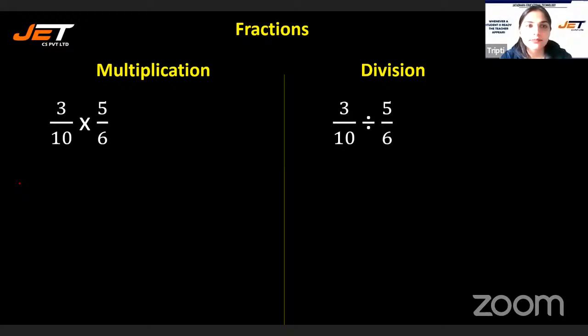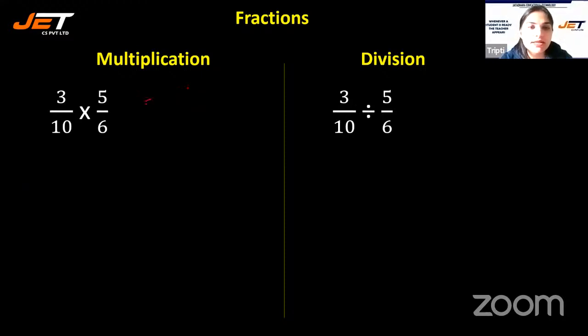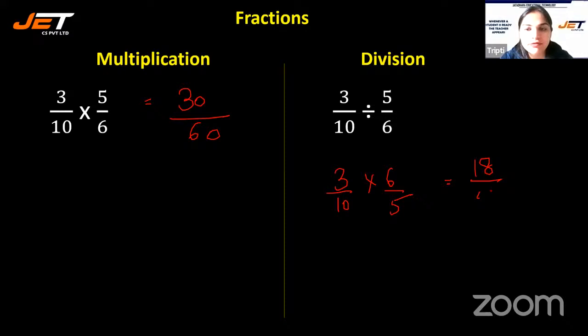Okay, so 3 times 5 is 30. 10 times 6 is 60. Now 3 by 10 as it is, changing division into multiplication. 5 by 6 will be 6 by 5. 18 by 50.